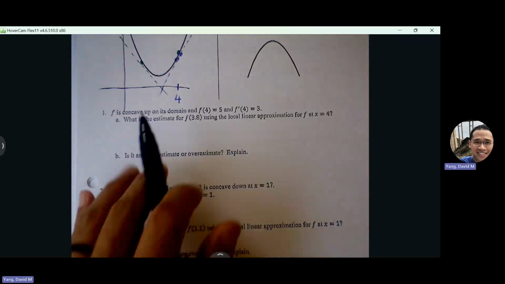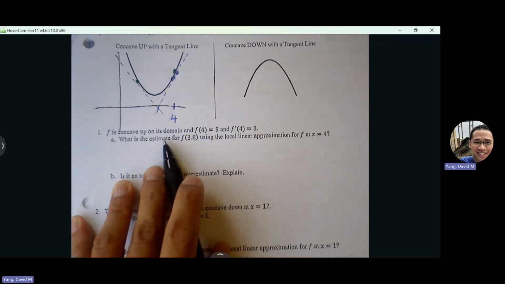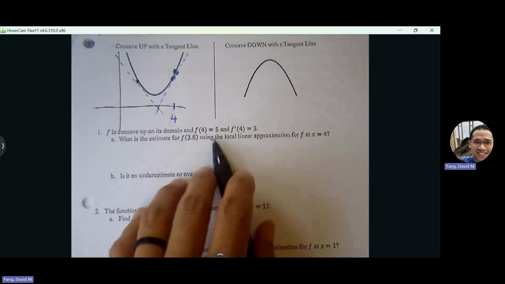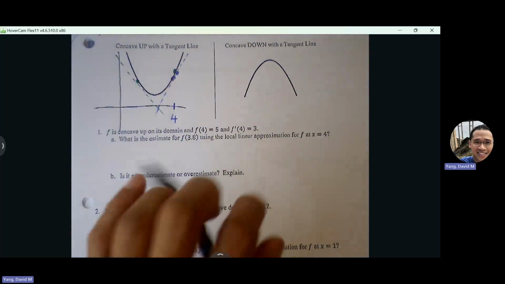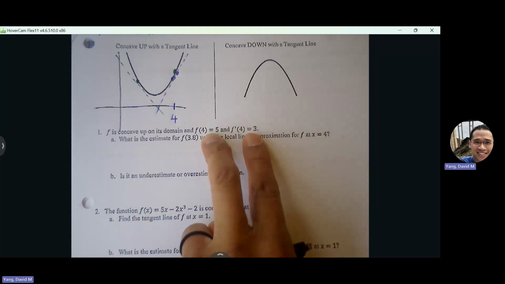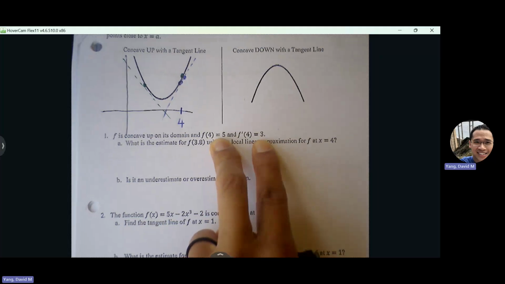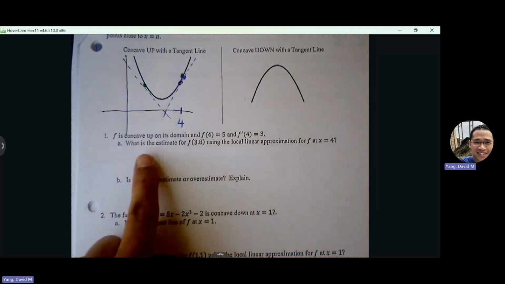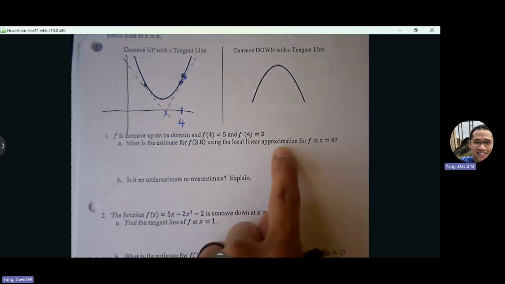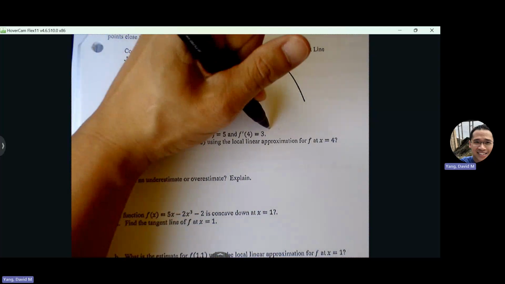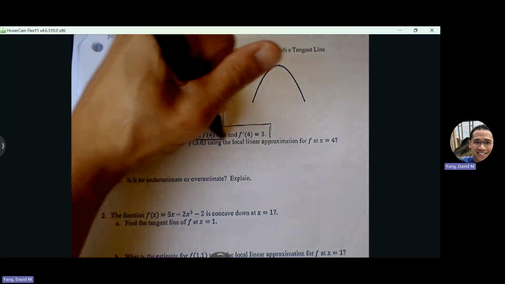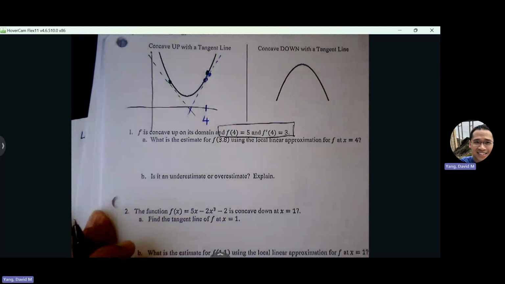All right, so number one. f is concave up, so my graph is concave up on the domain. So we know our graph is going to look like this. And we have information about the ordered pair and slope. f of 4 equals 5, f prime of 4 equals 3. What is the estimate for f of 3.8 using a local linear approximation? We don't worry about that 3.8 at the beginning. We're just going to build our tangent line equation.